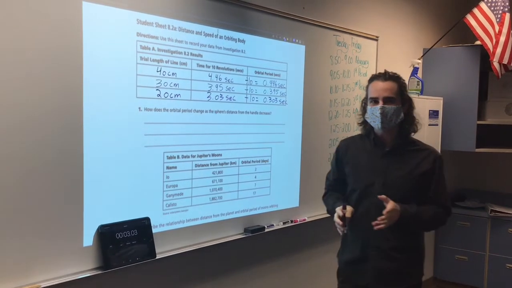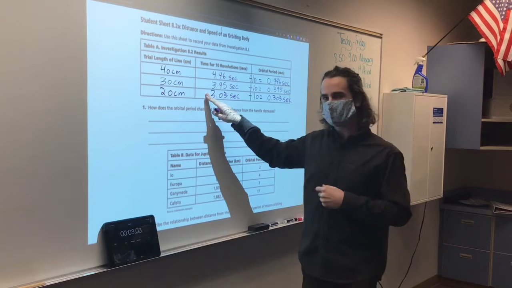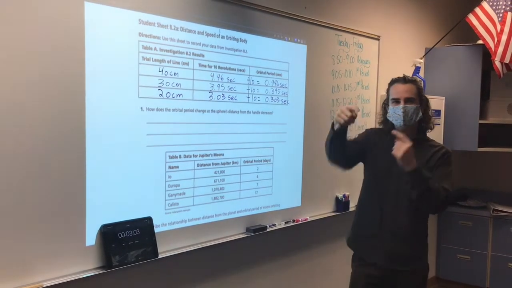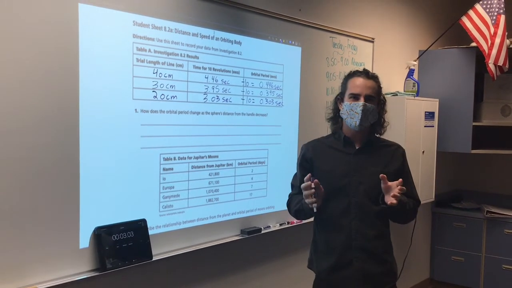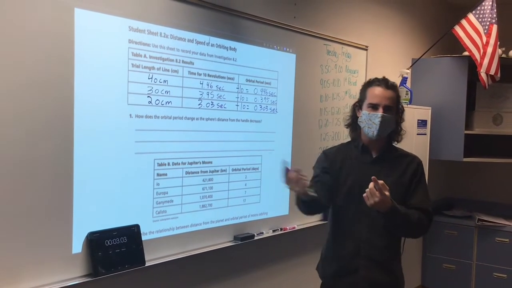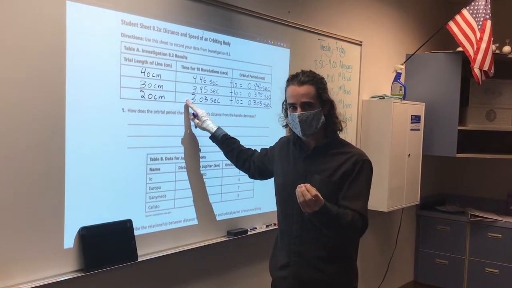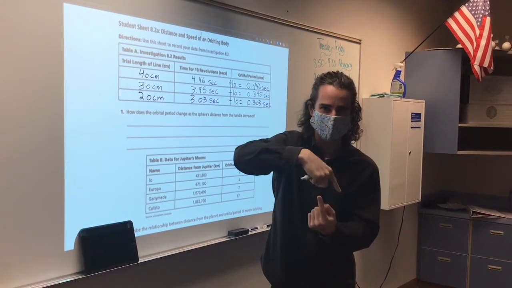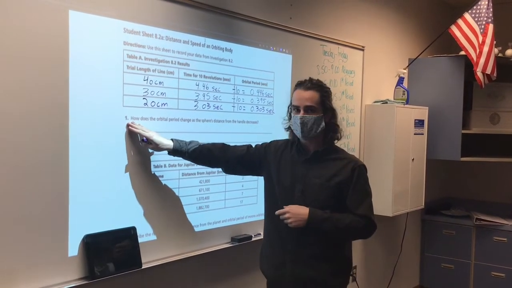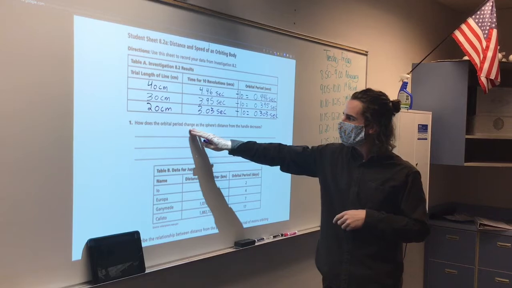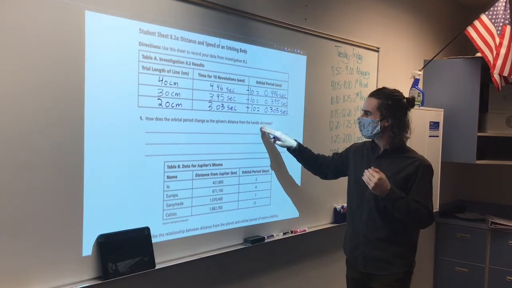And what we see is a trend happening here. The time is decreasing. So that means the speed of the orbit is increasing. Think of this analogy. Think of a race car driver going around the track. The lower the time that race car driver has, that means the faster they're going around that track. So take a moment right now to answer this question on your own. How does the orbital period change as the sphere's distance from the handle decreases?